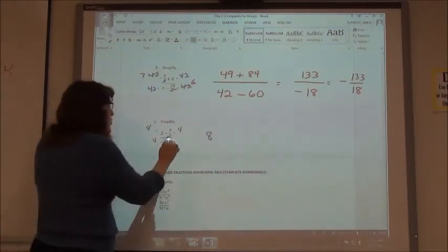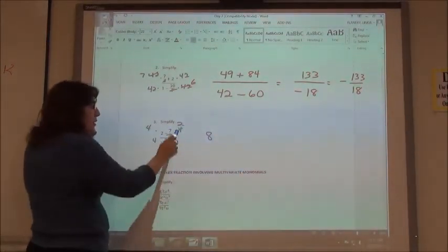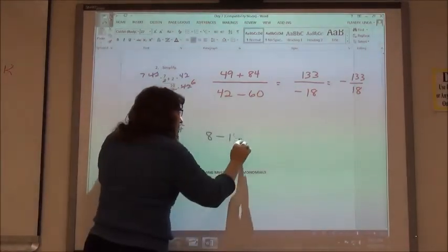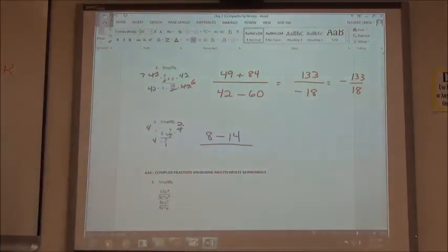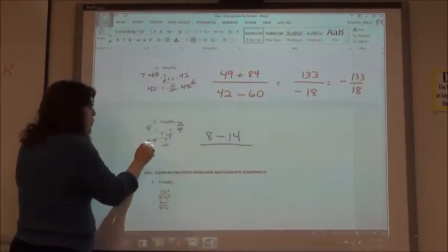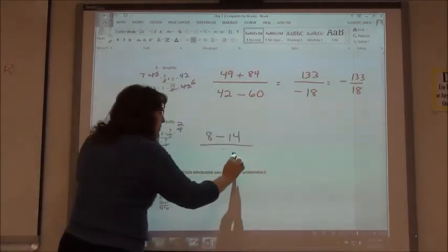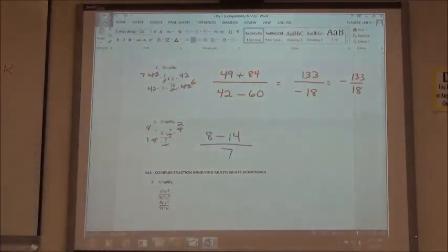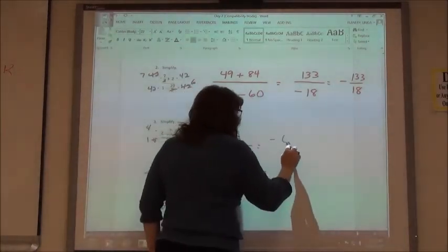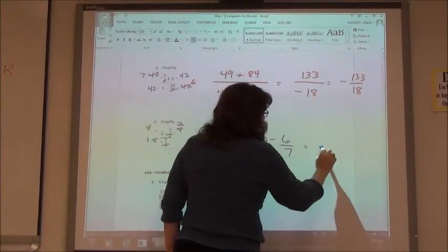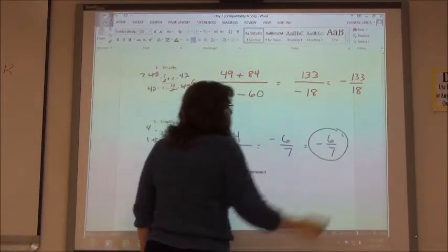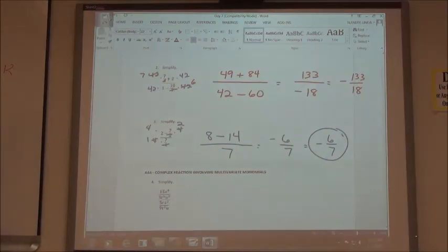Then I'm going to say, oh, 2 goes into 4 2 times. 2 times 7 is 14, so I'm going to have 8 minus 14 up on the top of my fraction. On the bottom, 4 goes into 4 one time. 1 times 7, just a 7 on the bottom of my fraction. So 8 minus 14 would be negative 6 over 7, which we know the negative would end up going in front. So negative 6/7 would be our answer. All right?